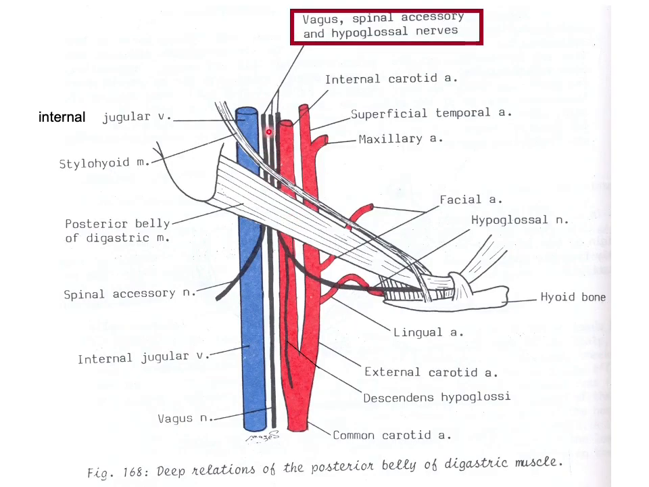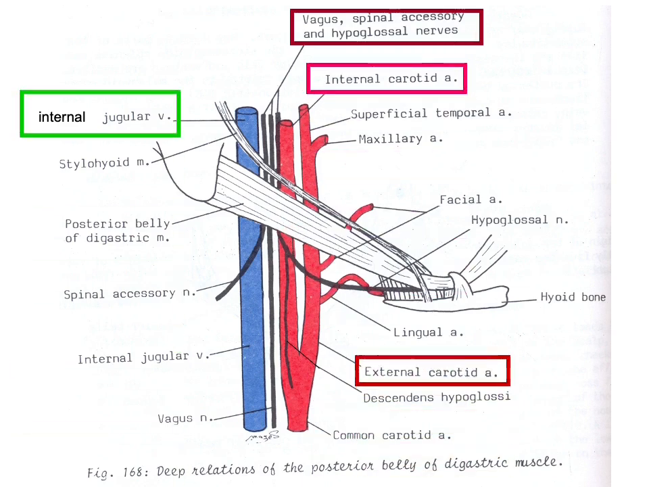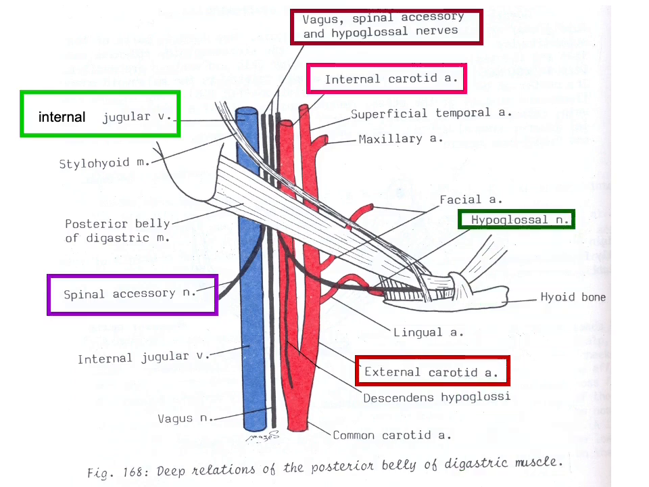Again, in this view you can see how the accessory nerve crosses like this, the hypoglossal crosses the arteries, and the vagus nerve passes down. Those are the big vessels which are deep to the posterior belly of the digastric: internal jugular, internal carotid, external carotid, spinal accessory, and the hypoglossal nerve. Okay, and finally the vagus nerve.